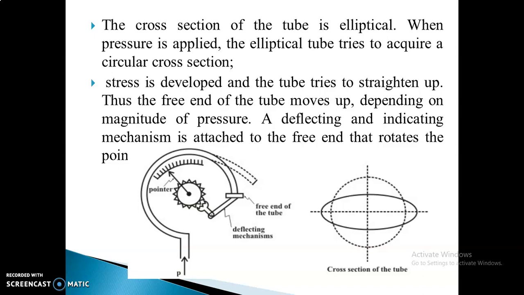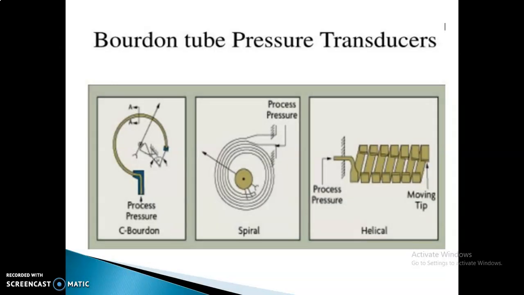A stress develops and the tube tries to straighten up, so the free end of the tube moves up. Depending on the magnitude of the pressure, your pointer will move. The deflecting and indicating mechanism is attached to the free end and rotates the pointer. The pointer is connected through the deflecting mechanism to the free end of the tube. This is the construction of the elastic pressure transducer. You can look here at the different Bourdon tube configurations.